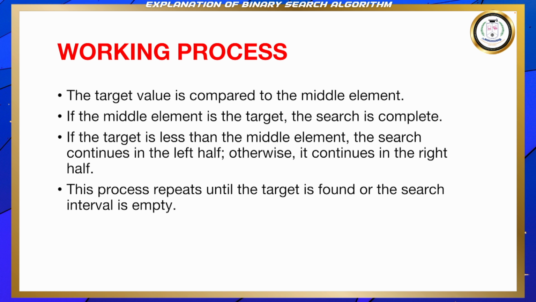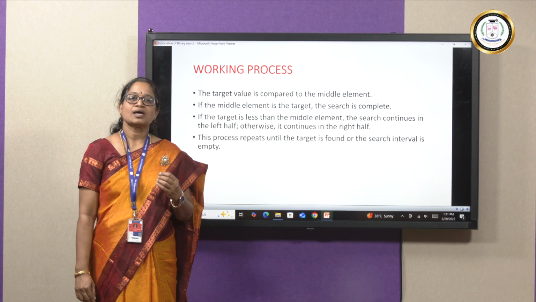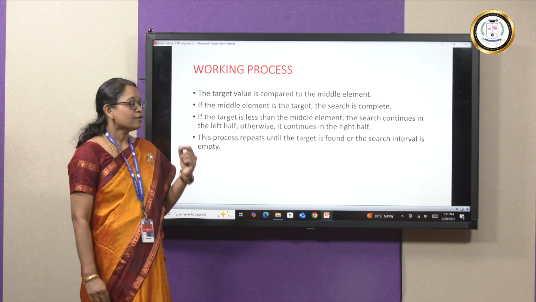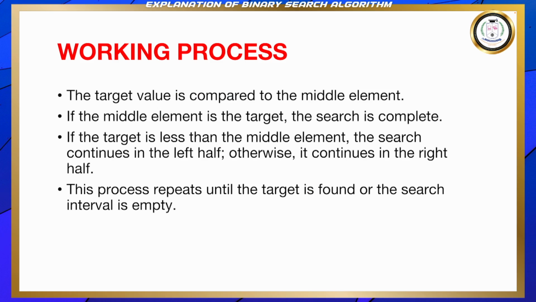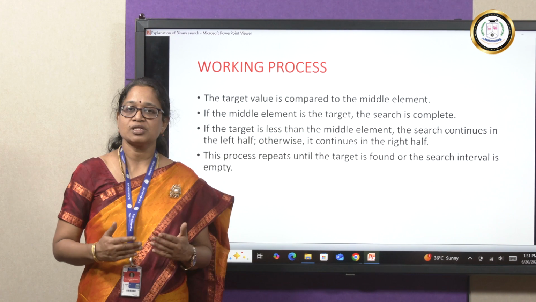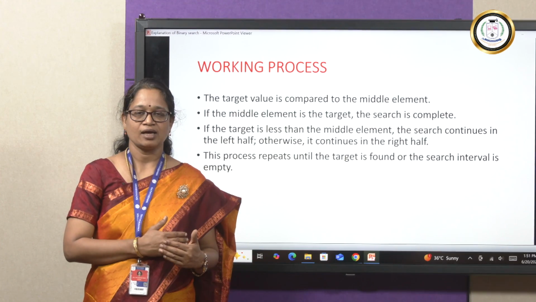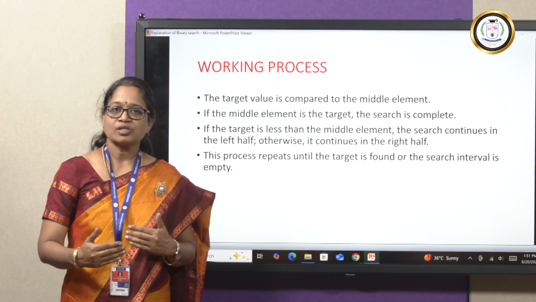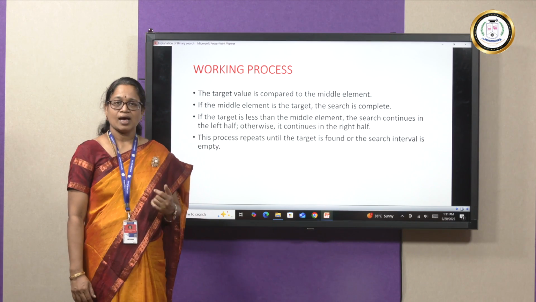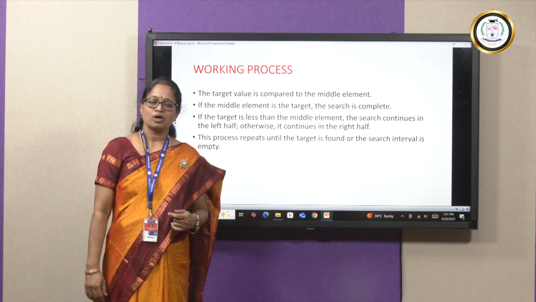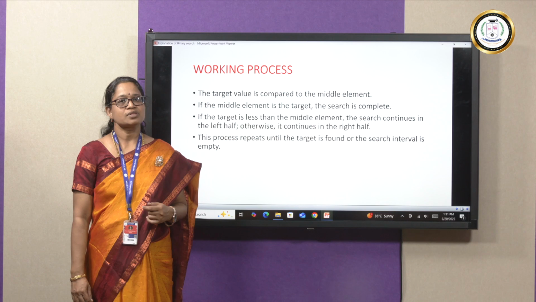Here, the very first step is finding the middle element of the sorted array. The target element is compared to the middle element. If the middle element is equal to the target element, the search process is completed. If the target is lesser than the middle element, then confine your search in the left half of the sorted array. Otherwise, confine your searching process in the right half of the array. This process is repeated until the target element is found or the search interval becomes empty.